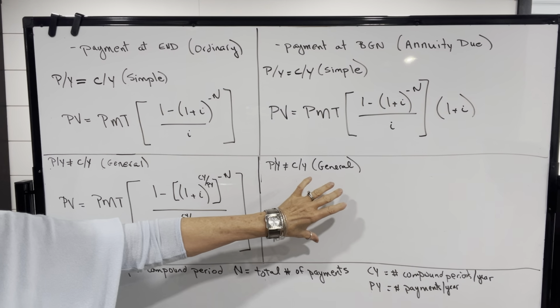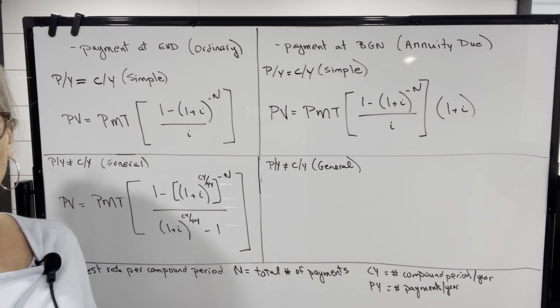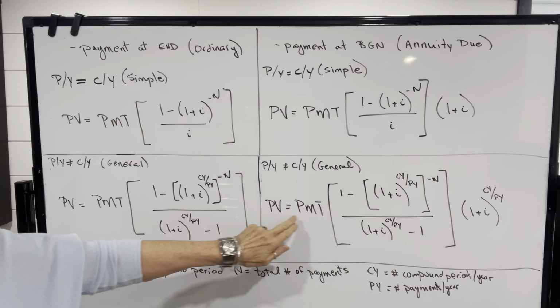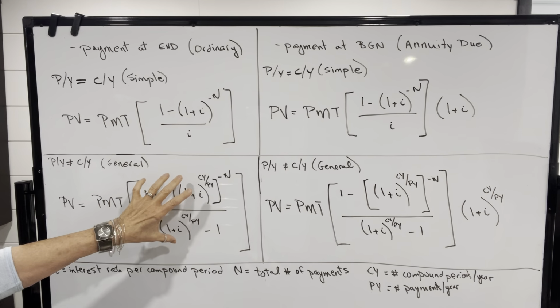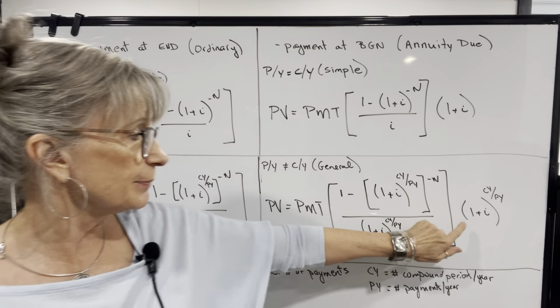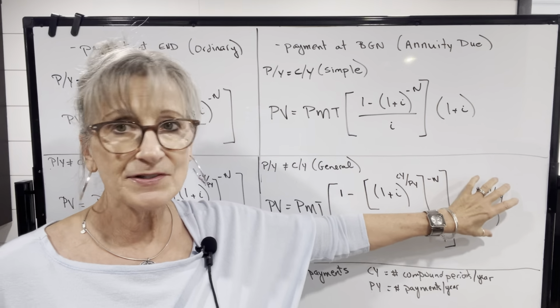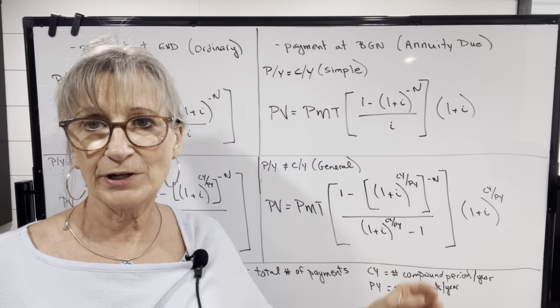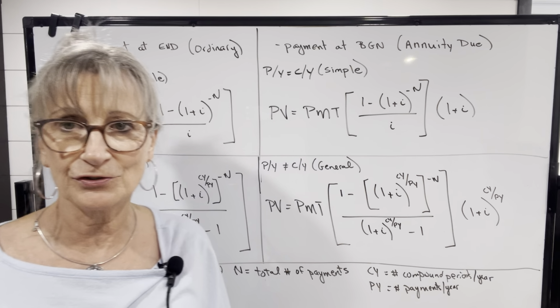For a general annuity due, it's this same formula with one more factor. Let's take a look. The present value will equal the payment amount times this same expression as what we have here, and then multiplied by 1 plus i to the cy over py. Again, this extra factor adjusts for the fact that we have an extra compound period when payments are made at the beginning of the interval.